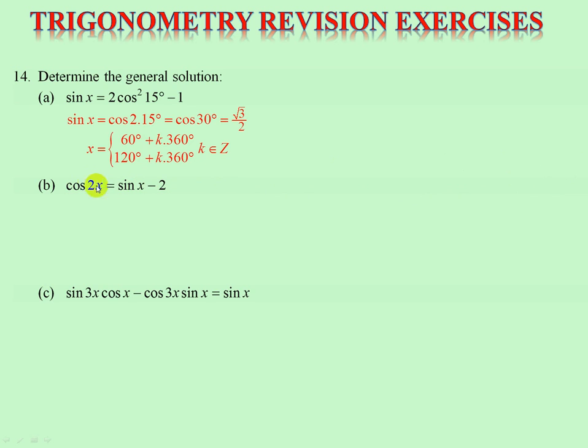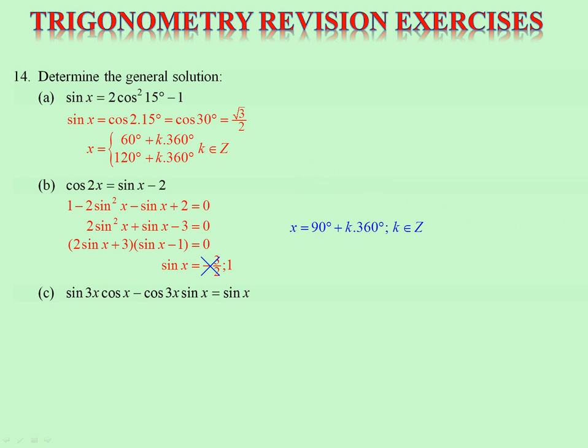Next one, well, I have a sine already. I need to expand cos 2x. I'm going to have to use the sine squared expansion. I brought the sine x minus 2 across, arrange it in a factorizable form, factorize. Two possible answers. Oh, whoops. Notice that goes because sine can only be between negative 1 and 1. So we have sine x equals 1. Good old cos graph again. It's only at 1 at 90 plus k 360. There we are. Last question.